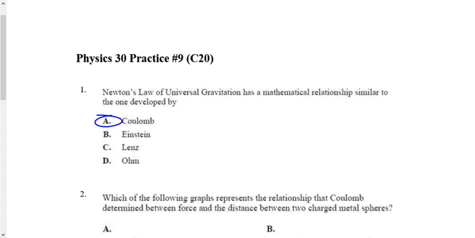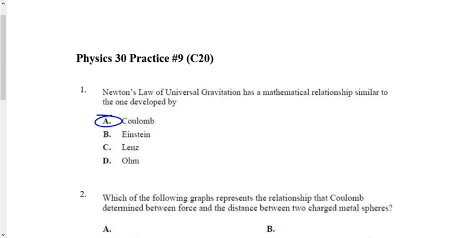Lenz, again, you're going to learn something about Lenz this year, but he has nothing that's remotely close to that. Ohm, you don't learn anything about Ohm this year. You did when you were in grade 9. Okay, so you might recognize the name, or you might not remember. That's okay if you don't. But it illustrates a good point.